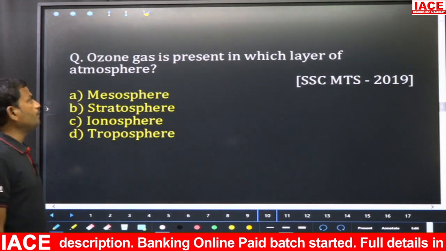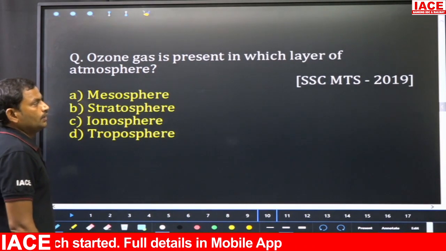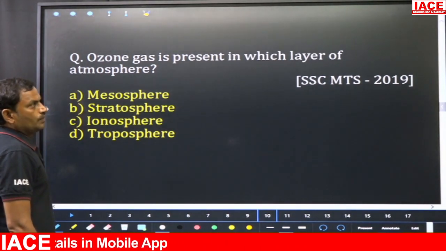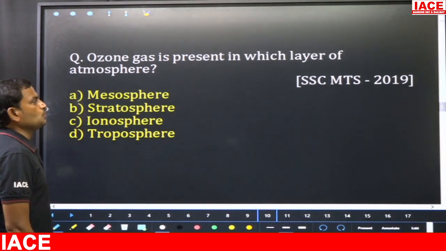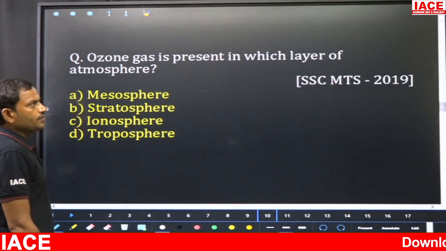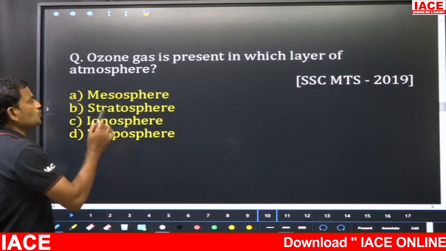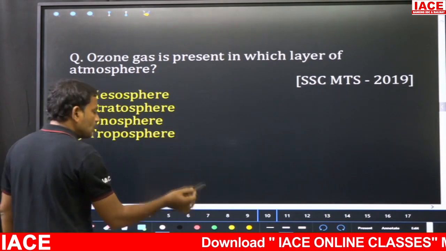So the timer is off. Ozone gas is present in which layer of atmosphere? This question was asked in SSC MTS 2019. Many of the students have given the correct response. Stratosphere. So this ozone gas is present in the stratosphere.